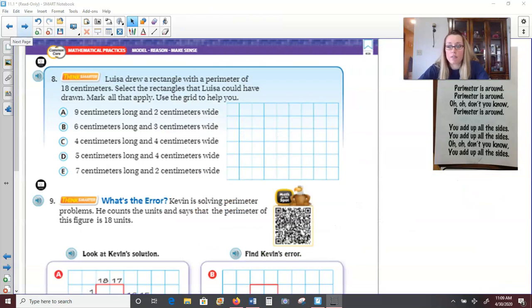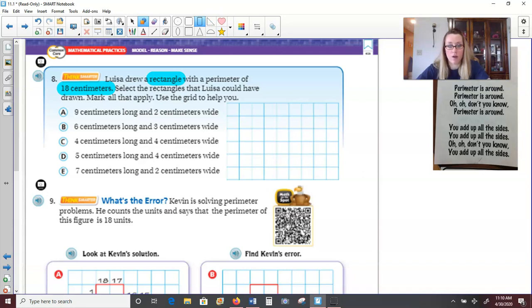All right, so on this problem, Louisa drew a rectangle with a perimeter of 18 centimeters. Select the rectangles that Louisa could have drawn, mark all that apply. And so if we know her total perimeter is 18, remember that means the total distance around, adding up all of the sides, and if it's a rectangle, we would be adding up 4 sides.